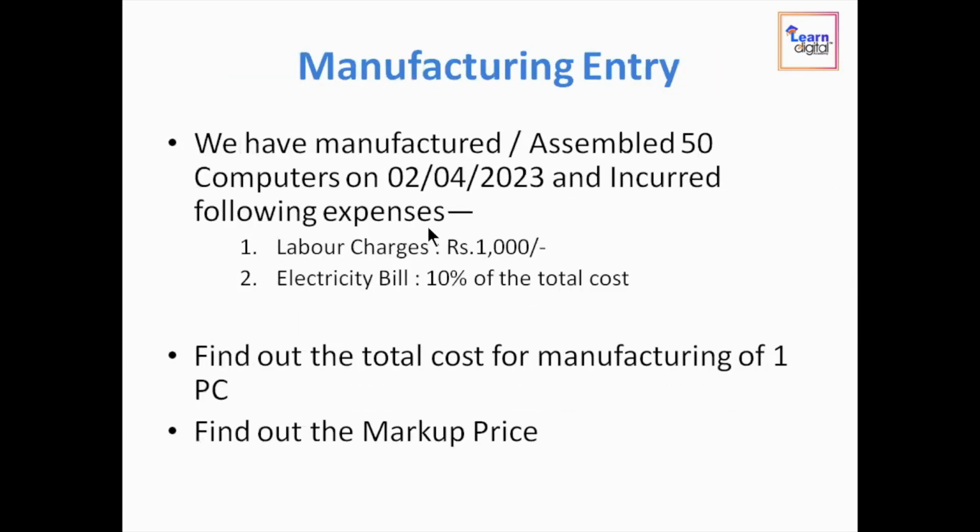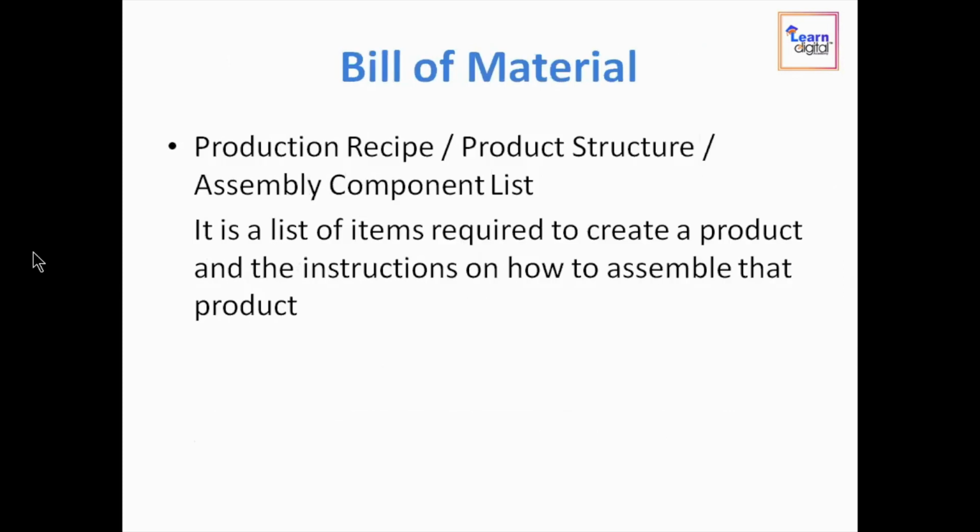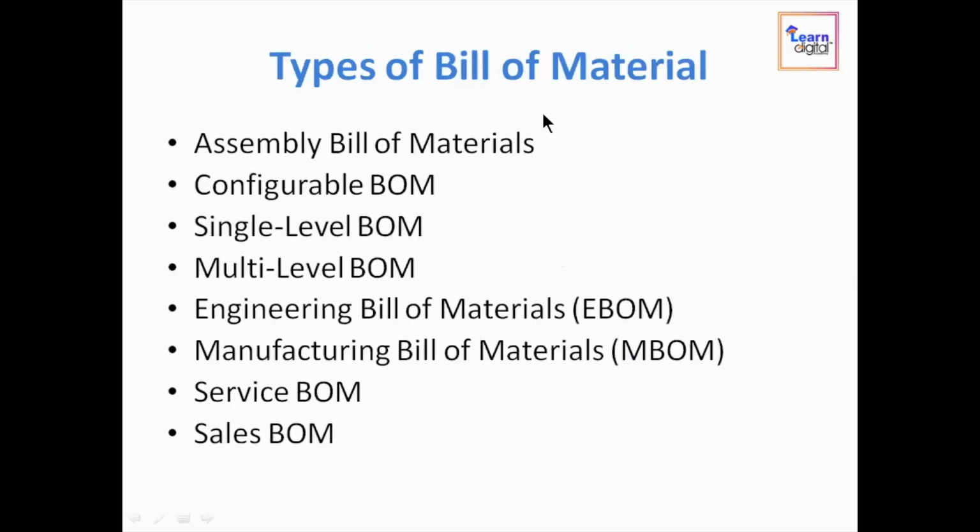It is a list of all the products. It is the list of items required to create a product, and the instruction how to assemble those products is known as a bill of material. So there are different types of bill of material. You can assemble the products for creating finished goods, or configuration is made for that production of finished products. So it can be assembly bill of material, configurable bill of material.